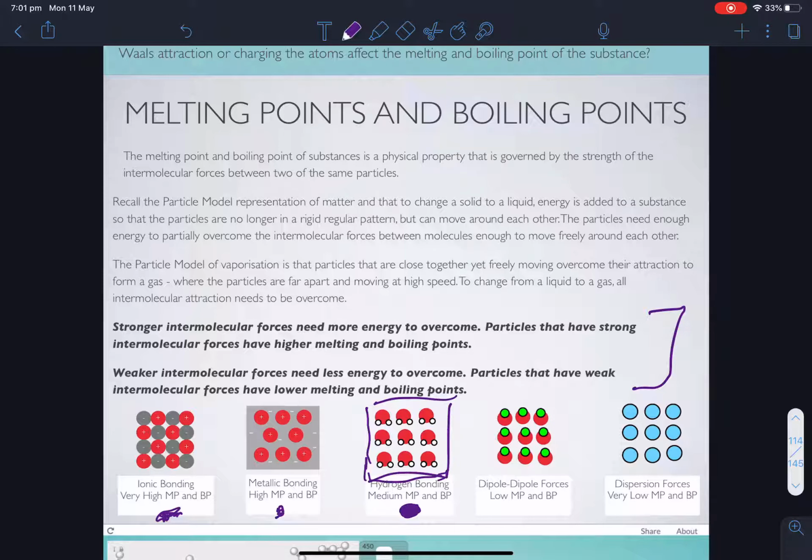Look at carbon dioxide, which is roughly the same size, a little bit bigger even, but because it doesn't have those strong intermolecular forces between them, it's just got dispersion forces.